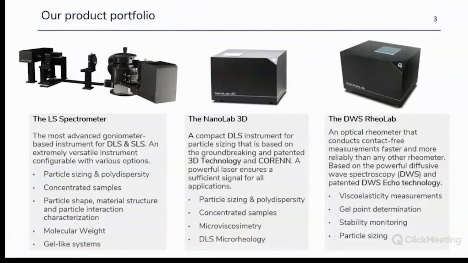The NanoLab 3D is a single-angle DLS instrument that can perform particle sizing. It can perform also microviscosimetry via DLS and microrheology measurements. All of this in concentrated samples while suppressing multiple light scattering. So you can characterize a sample in its natural state without having to dilute it, as is often the case in some systems.